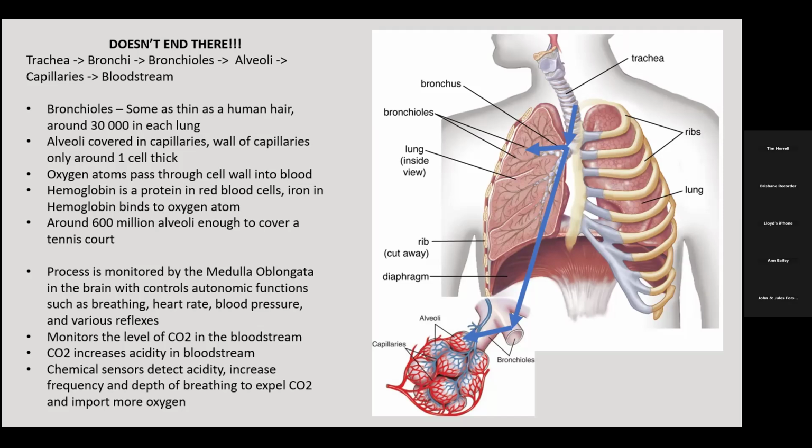Now, the medulla oblongata monitors the amount of CO2 in the bloodstream. The CO2 in the bloodstream increases the acidity in the bloodstream. And I believe this is what they're talking about when they talk about lactic acid for athletes and people who do a lot of sports. There's a whole bunch of chemical receptors in the bloodstream that detect the acidity within the blood. And so what happens? As you're exercising, you breathe harder, you breathe deeper, you breathe faster to get rid of that CO2 and to bring in more oxygen to rejuvenate those cells.